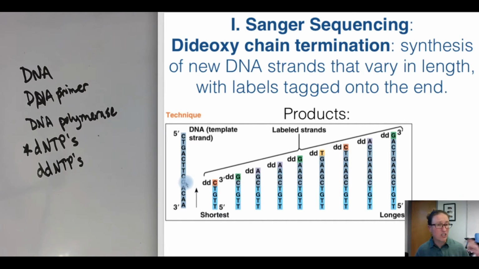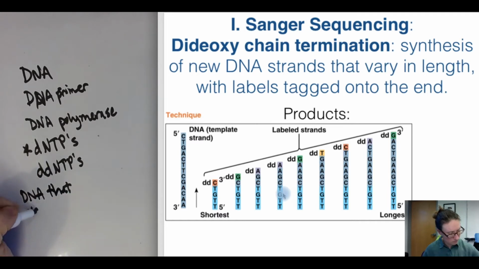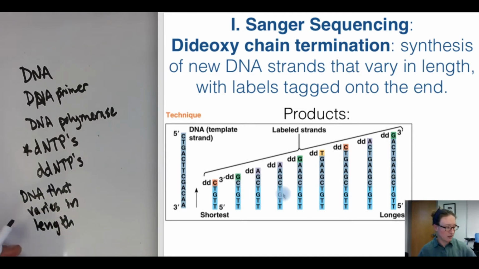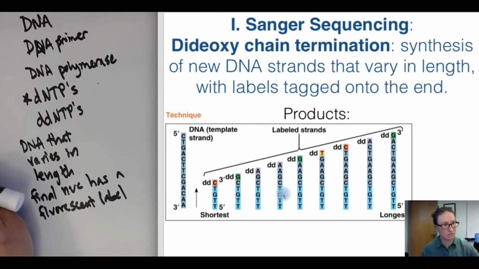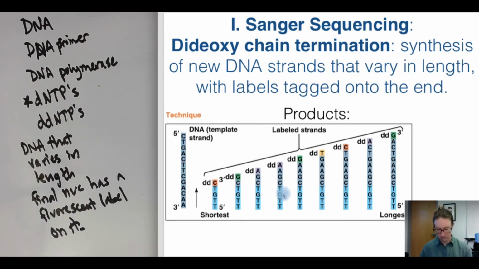And so if you let replication happen again and again and again, then basically you're going to wind up with a mixture, when this is done, of pieces of DNA that are different in length, and where the final nucleotide has a fluorescent label on it. Okay? All right, so then what?